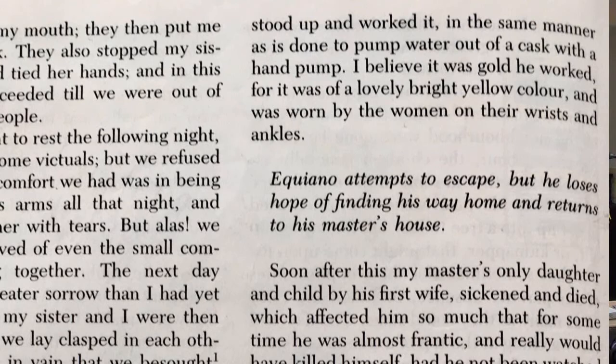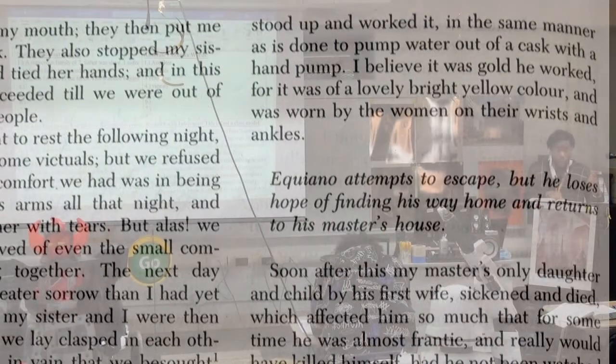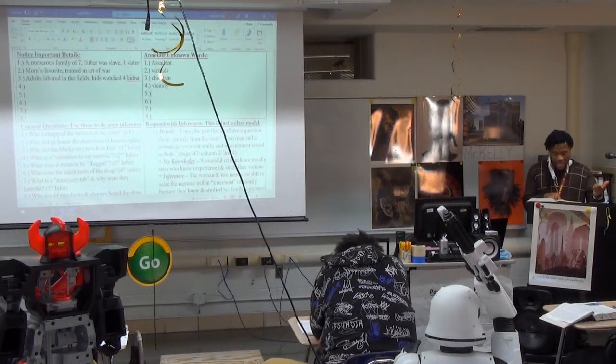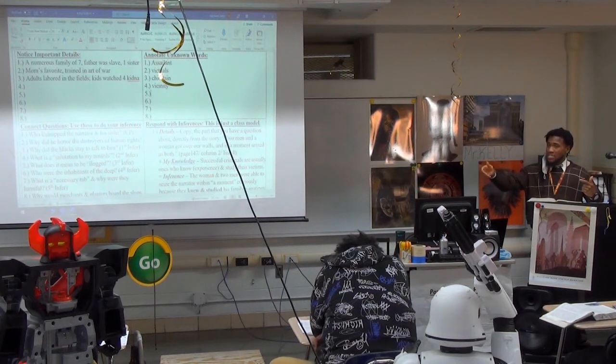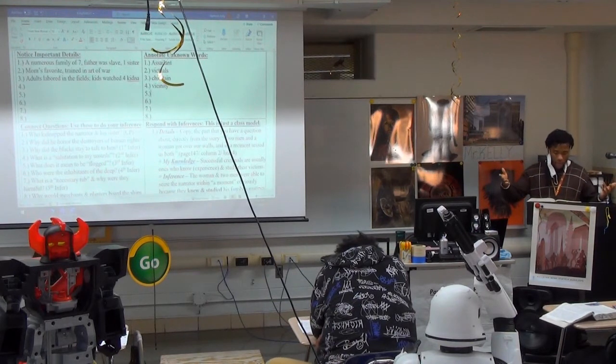Soon after this, my master's only daughter and child by his first wife sickened and died, which affected him so much that for some time he was almost frantic and really would have killed himself had he not been watched and prevented. So just like he only had one sister, he noticed that his master only had one daughter. And somehow she got sick and she ended up dying. And this made the master so distraught that he almost committed suicide about the whole ordeal.